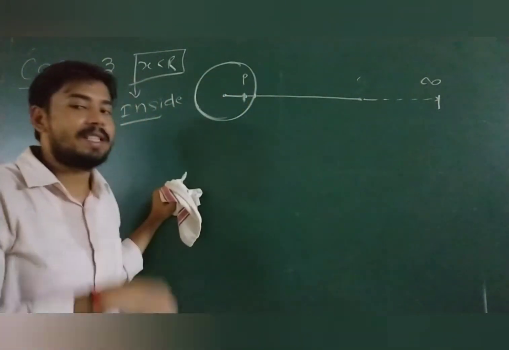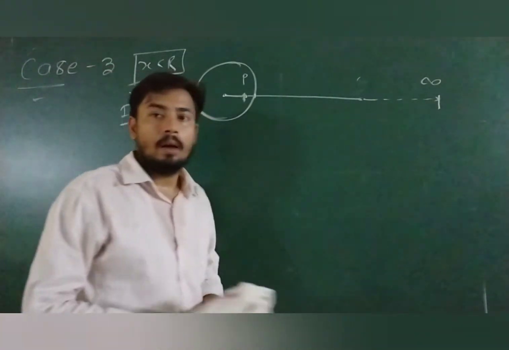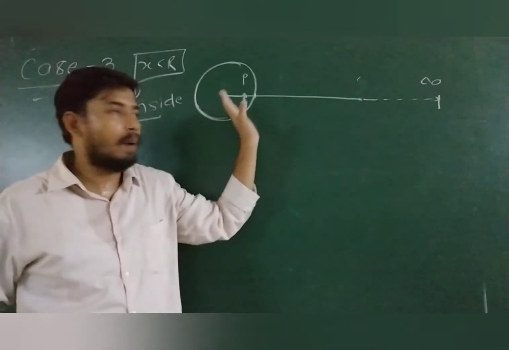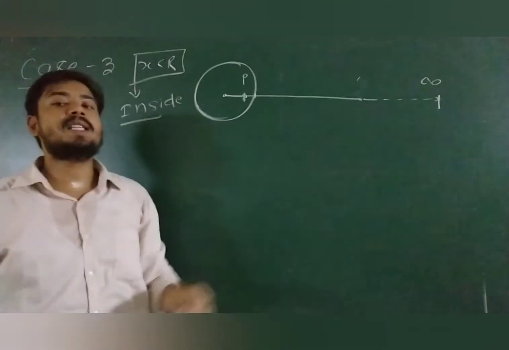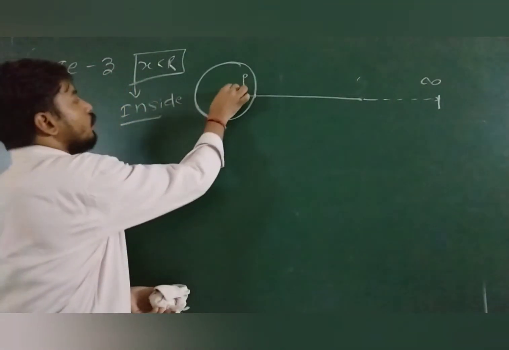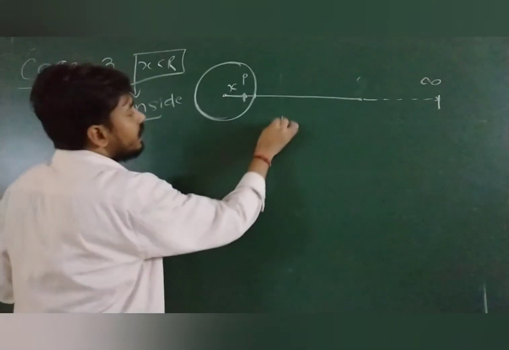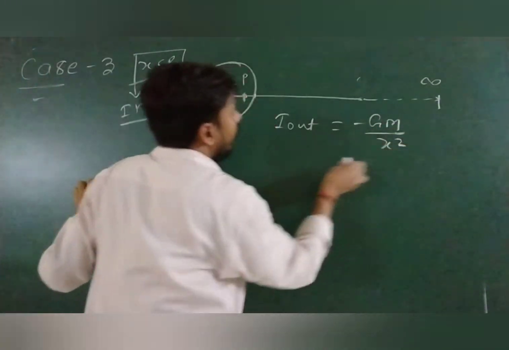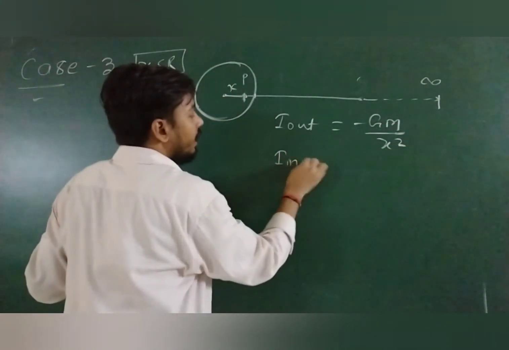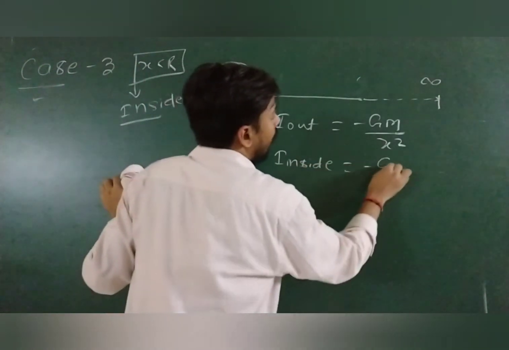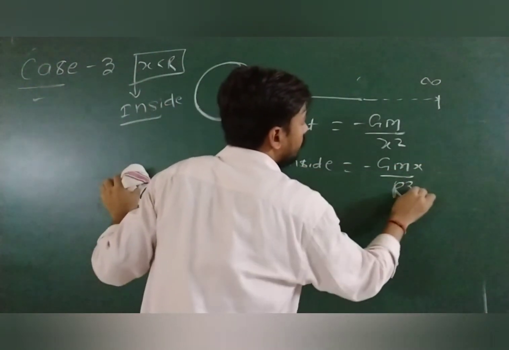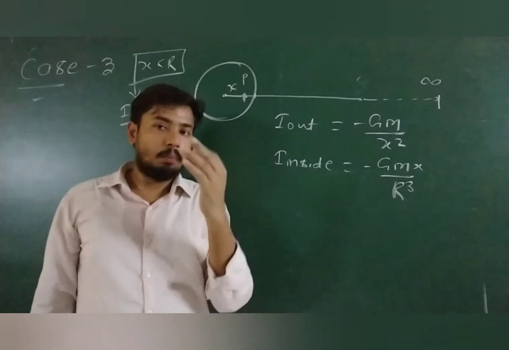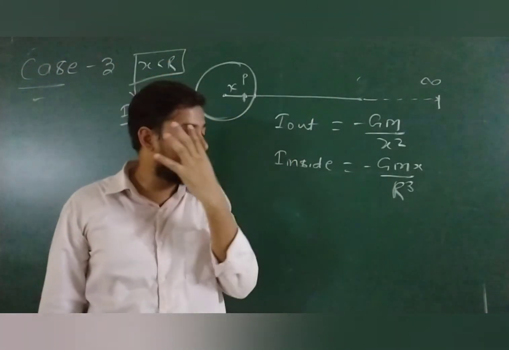What is the reason? Why am I telling you that you cannot move directly from here to there? You have to move first from infinity to the surface, then from the surface to x. The reason behind this is that the field intensity outside is minus GM by x square, and the field intensity inside is minus GMx by r cube. I hope you know this result. If you don't have an idea of this result, then post your message in the comments. I will make a video on this one also, right buddy?